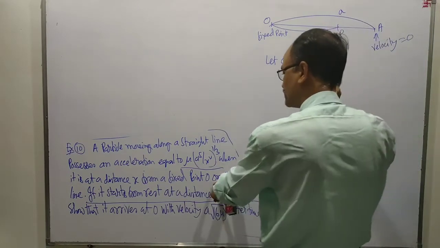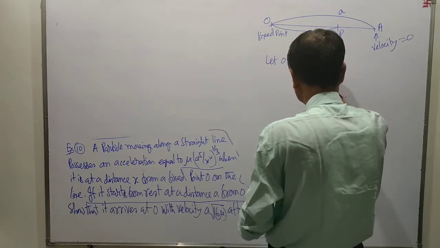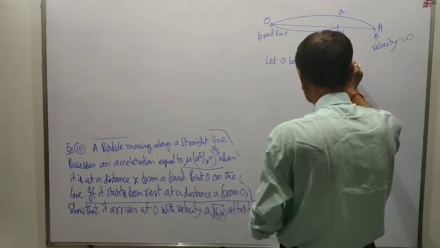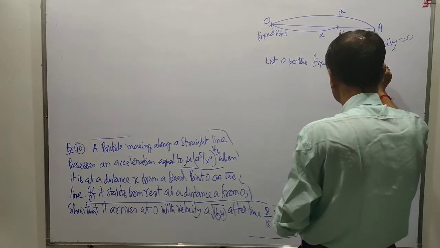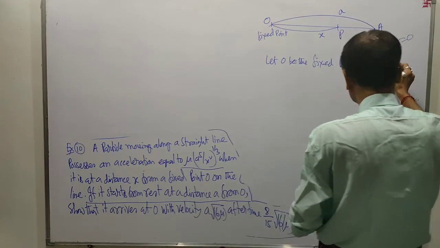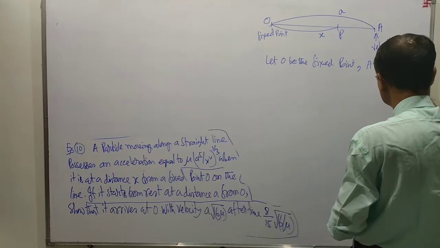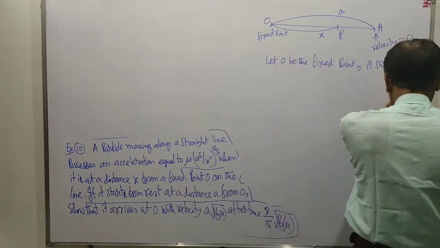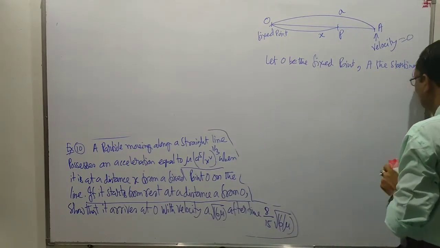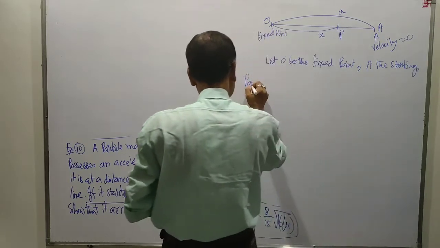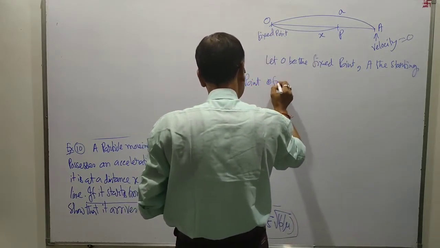Let O be the fixed point on the line. Fixed point, you may write it as the center of force. A is the starting point of the particle.